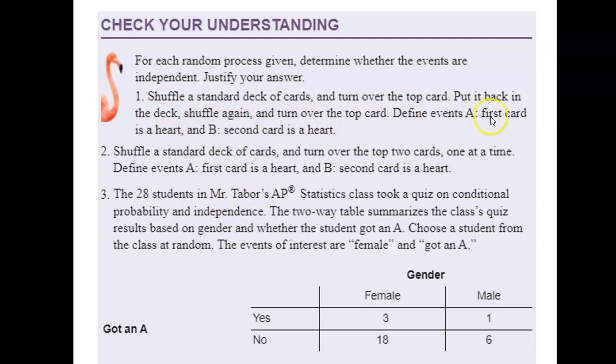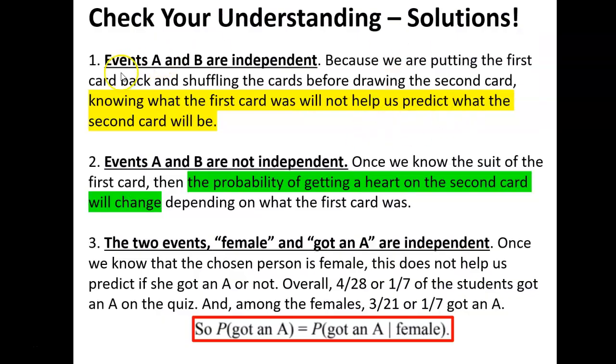So the probability is not changing, I guess, is the difference. The second time they go to draw a card, it's not going to be affected by that first pull because they put the card back in. So event A and B in number 1 are independent because they're putting the card back. We call that with replacement in probability. Knowing what the first card was will not help us predict what the second card will be. That's kind of the key takeaway there.